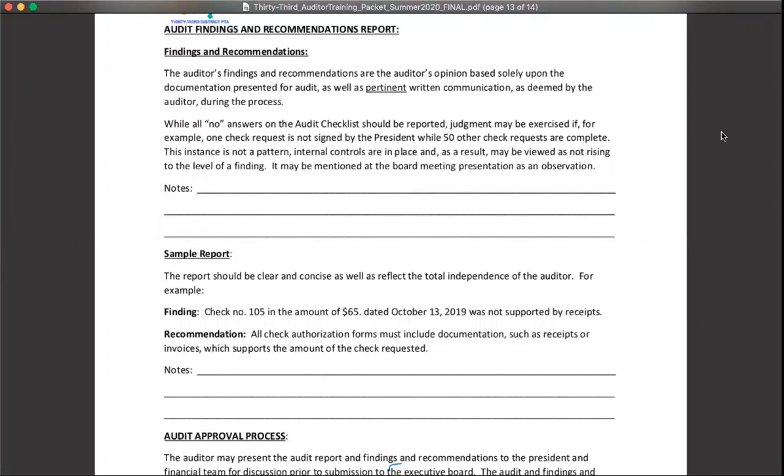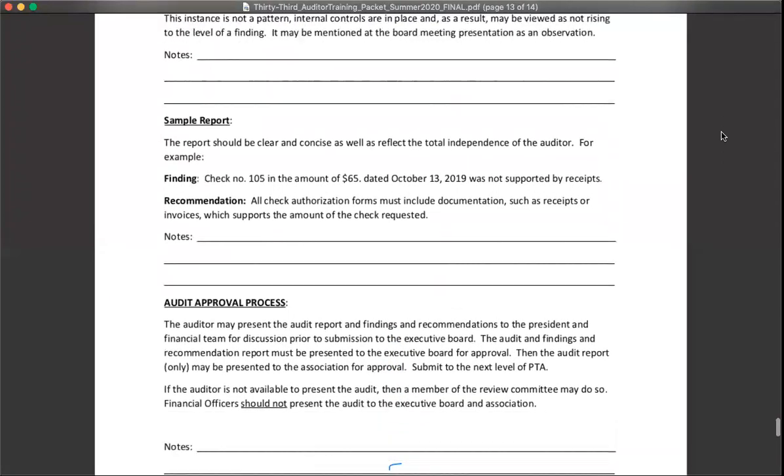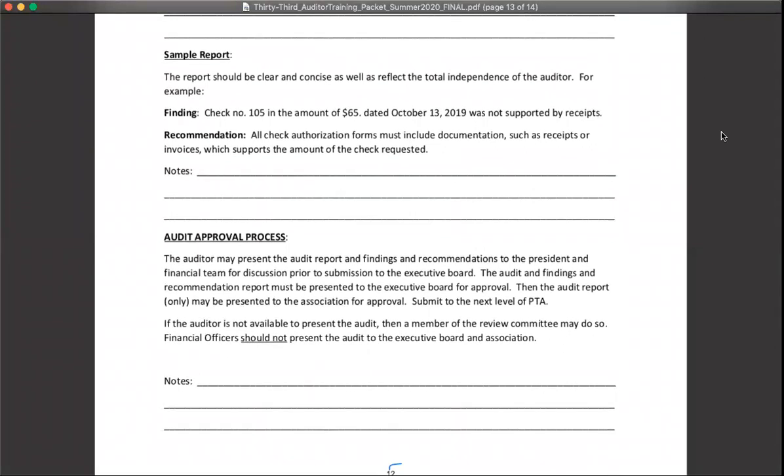A sample report. So for example, if you have a finding, it should not mention people's names. It should not be personalized at all. It should be just a statement of fact. So I'm giving an example here: check number 105 in the amount of $65 dated October 13, 2019 was not supported by receipts. And you may have several like that. You can list them all, because sometimes they say, well, what do you mean? I put in all the receipts. Well, it was these that didn't have receipts.